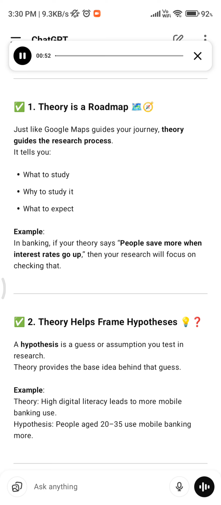2. Theory helps frame hypotheses. A hypothesis is a guess or assumption you test in research. Theory provides the base idea behind that guess. Example, theory: high digital literacy leads to more mobile banking use. Hypothesis: people aged 20-35 use mobile banking more.